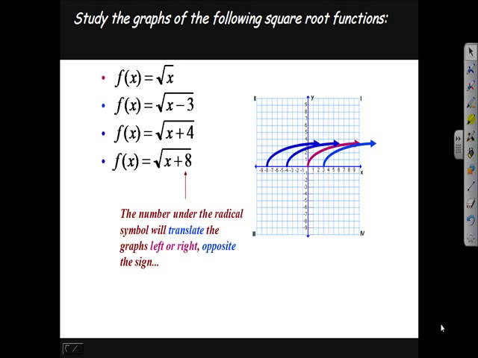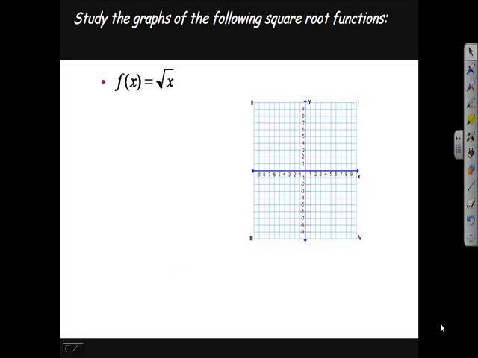So notice that number inside there will translate the graph left or right in the opposite direction that the sign says. In other words, in a direction you don't expect. You would expect plus 8 to go right, but it actually goes left. So it translates left and right in a direction we don't expect.